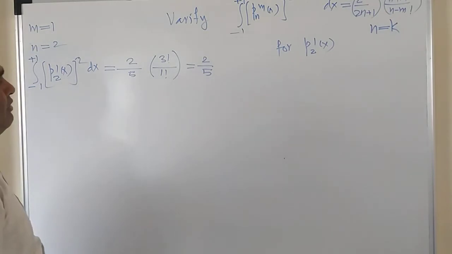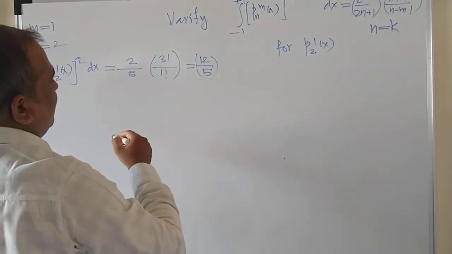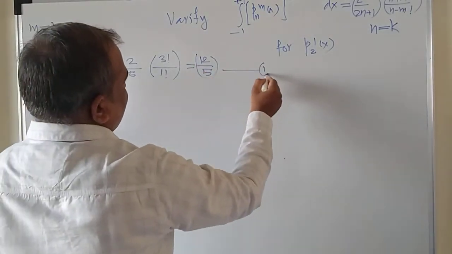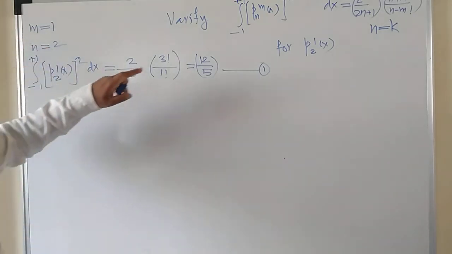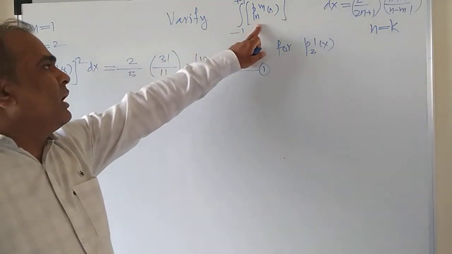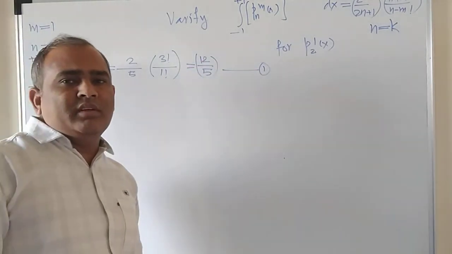1 factorial is 1 only. 3 factorial is 3 into 2, that means 6. 6 into 2 is 12. So 12 by 5. So let us say this is equation number 1. So directly putting the values of n and m, we got this orthogonality property equal to 12 by 5. And we call this equation number 1.